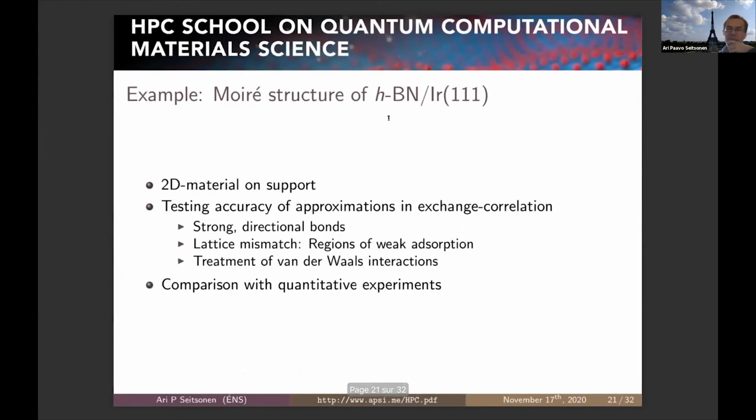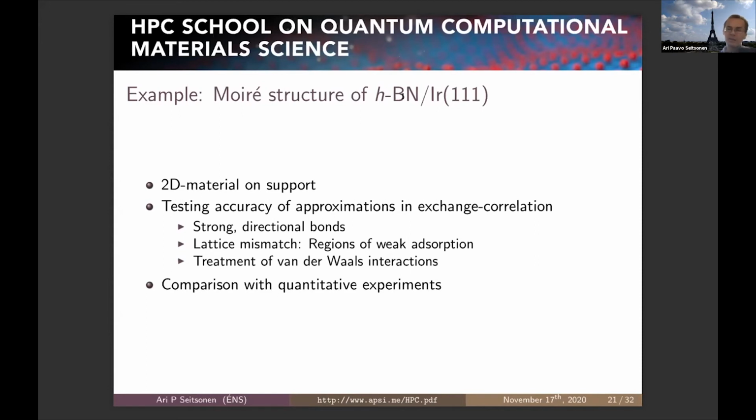So the hexagonal boron nitride, well, if you don't know, it's like a graphene lattice, but you replace every second carbon atom with boron and every second with nitrogen. So it's a honeycomb lattice, threefold symmetric. And here we use iridium 111 as a substrate, but it has been grown on many different metals. So this is the so-called supported system where we use a solid surface to support the hBN.